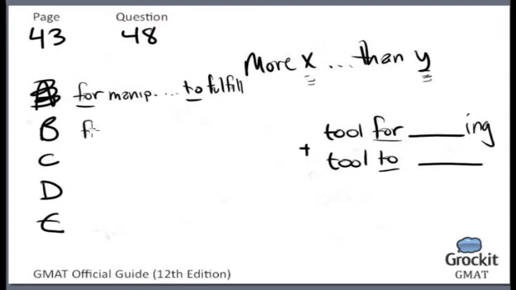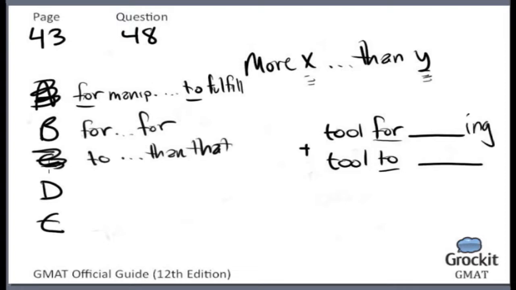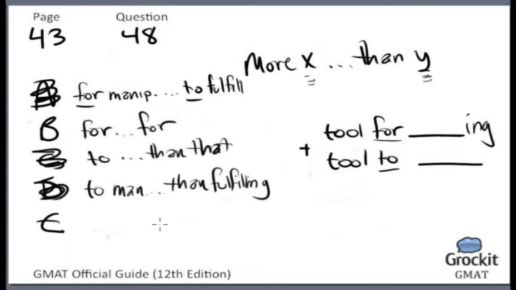Okay, so that's good. Choice C has to in the first half, and then that it fulfills. That can't be right, because it's not parallel. Choice D has to manipulate, then fulfilling. So it doesn't even have the for fulfilling, you know, tool for fulfilling. It just says than fulfilling. So it doesn't even have its preposition. D, totally bad.